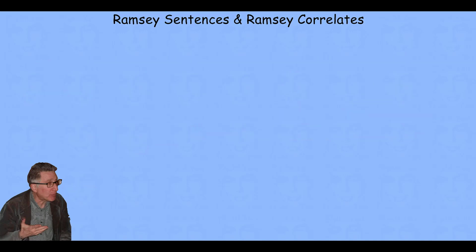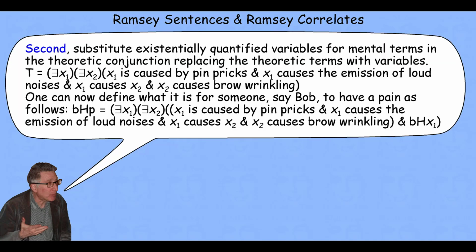So our next step then is to take that conjoined theory and then get rid of all those theoretic terms, get rid of the theoretic language. And we do that by substituting in existentially quantified variables for each of those mental terms, each of those theoretic terms in our original theoretic conjunction. So our new T claims that there's at least one thing, x1, and at least one thing, x2. x1 is caused by pinpricks, and x1 causes the emission of loud noises, and x1 causes x2, and x2 causes brow wrinkling. That's what our theory tells us about the world.